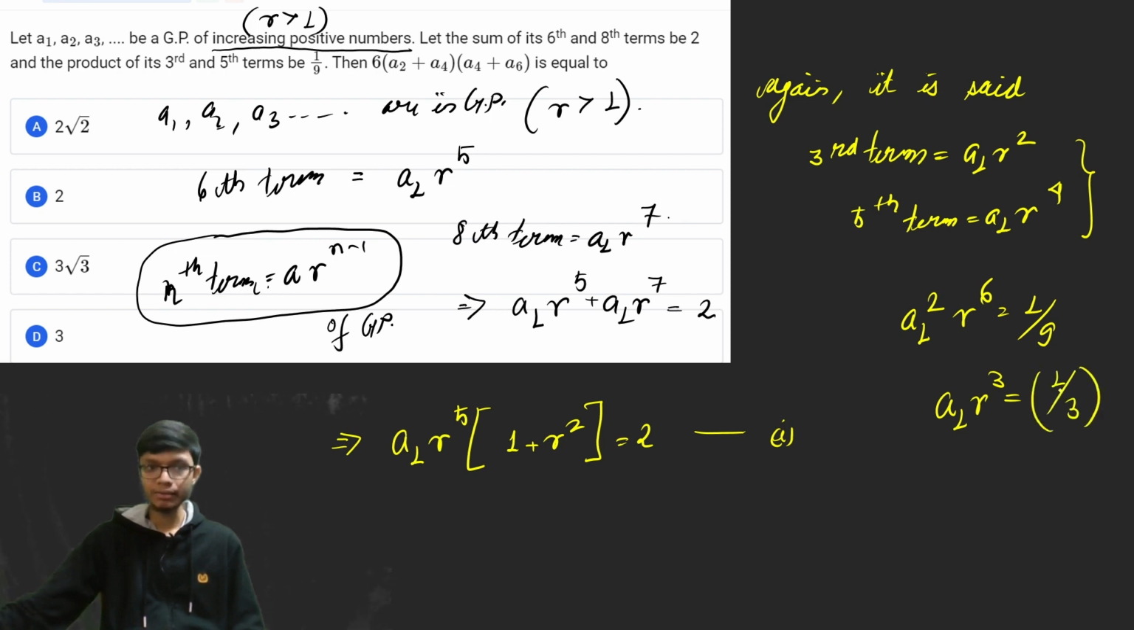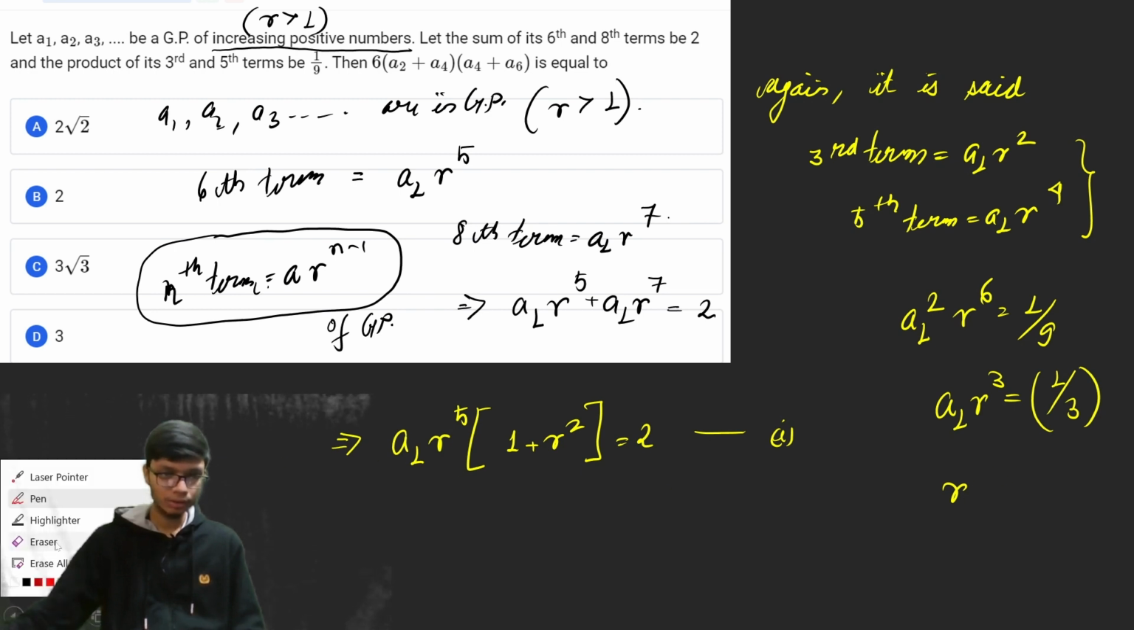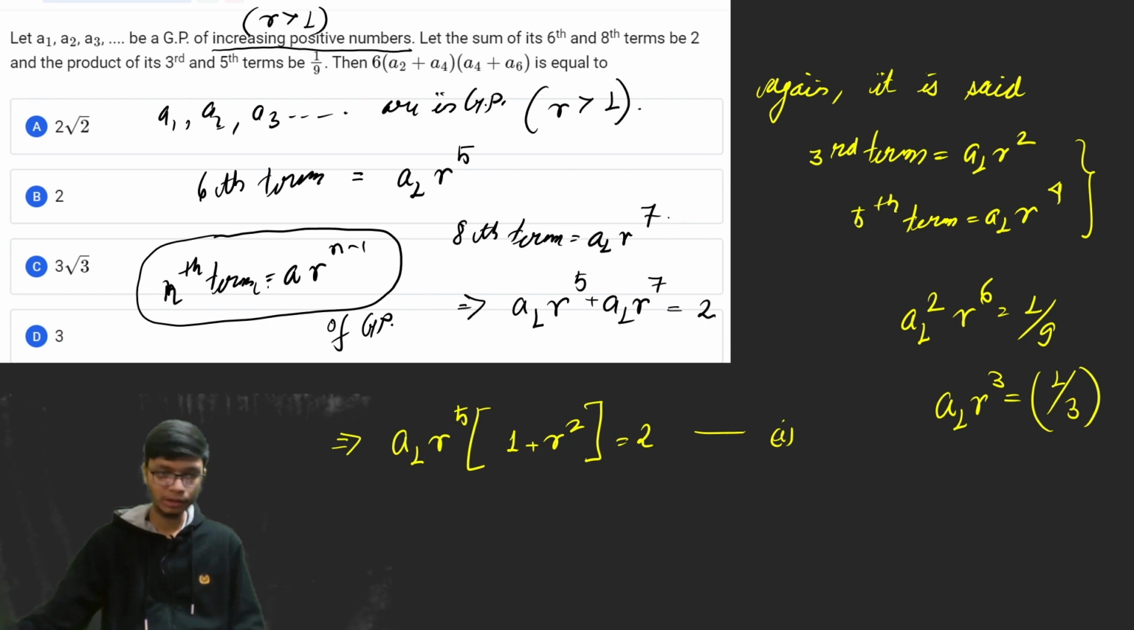Now why did I write it as 1 by 3? Because a1 is positive and r is greater than 1, I can take the square root of both sides and write 1 by 3. So this is a result you remember. Now that we have the value of a1 r to the power 3 is equal to 1 by 3, I can obtain the value of a1.